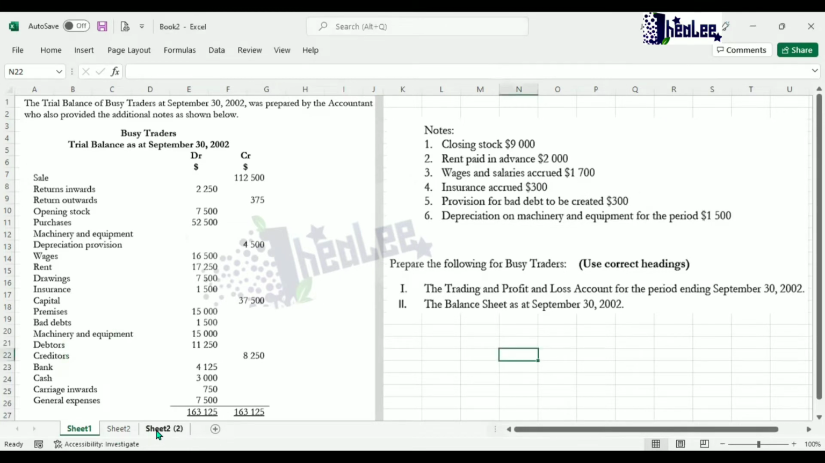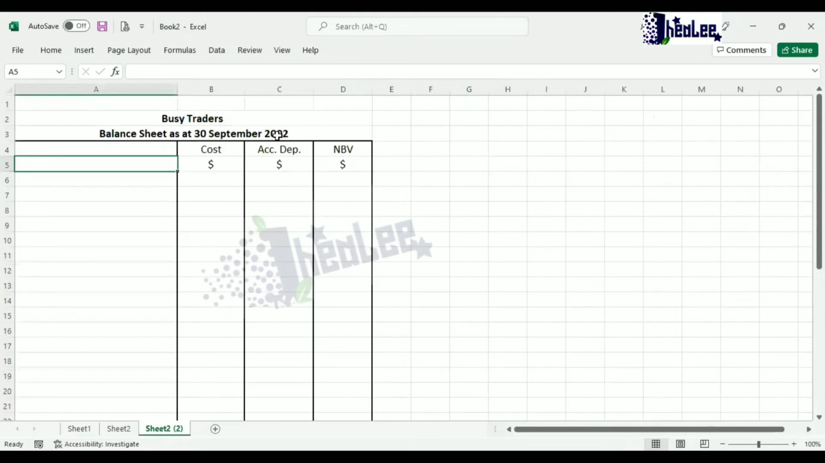And the first thing that you need to ensure that you show, and the question specifically stated that you need to show clearly the headings. So your headings are important. And we begin with the title of the balance sheet, which reads Busy Traders Balance Sheet as at 30th of September 2002. Now remember, this is a vertical structure, and the vertical structure reflects the accounting equation, assets minus liabilities equal to capital. And we're doing a classified balance sheet, so therefore we need to categorize the items.